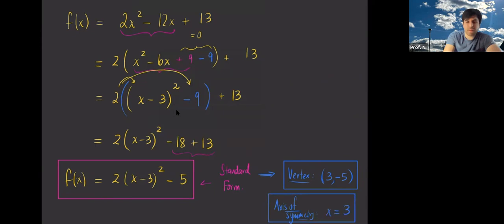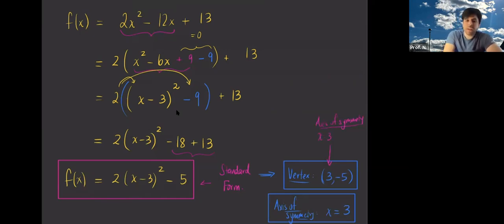The reason why is because the x coordinate of my vertex is the axis of symmetry. So x equals 3 is the axis of symmetry. So don't forget that: how the axis of symmetry is related to the vertex and how the vertex is related to the axis of symmetry.